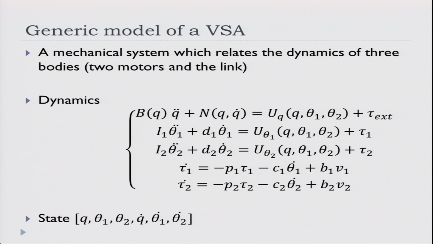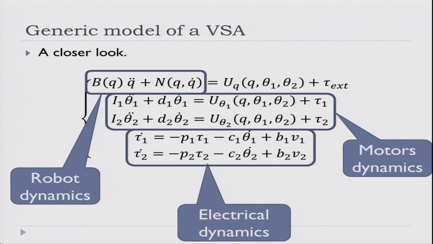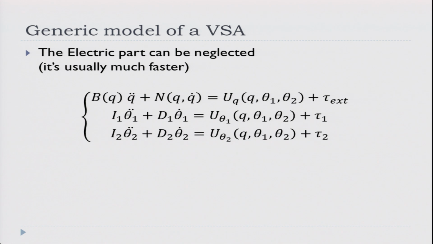They have the same form, although depending on the device, this part here could be very different, and also the sizes of the 2 motors could be very different, where here you have the 2 inputs. And at least in principle, you also have the dynamic of the actuation. For example, this is the dynamic of the torque which comes from a DC motor, and here you control the voltage of the 2 motors. Usually the electrical dynamics is neglected because it's much faster than the rest.